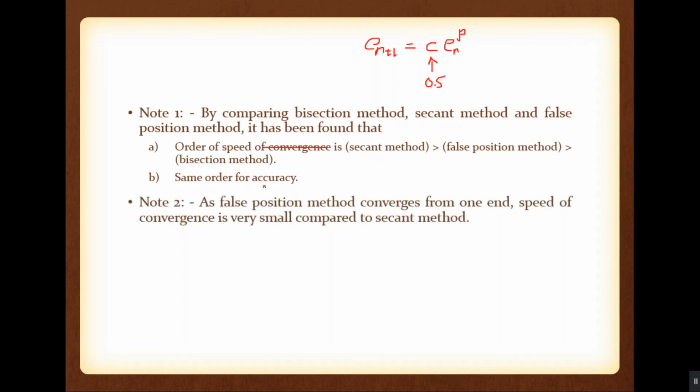So please note why, even if it is linear, the false position method is better than the bisection method: because it is converging from one end. One side is pivoted. It is converging from one side. That is the advantage of that method compared to the bisection method, and that is a disadvantage of the false position method compared to the secant method.